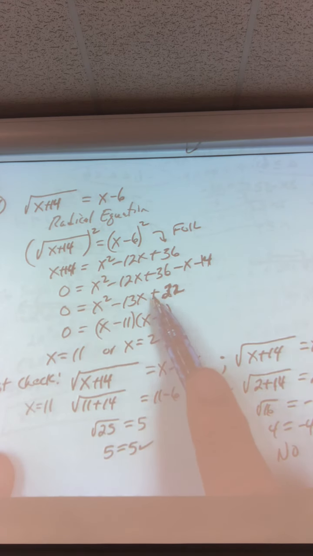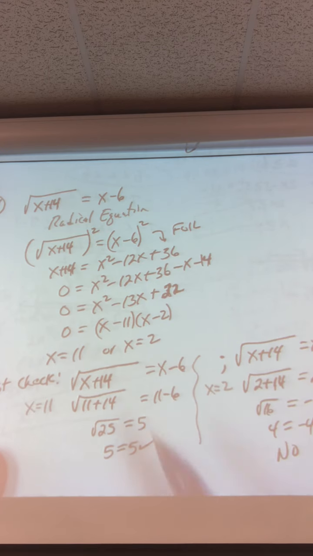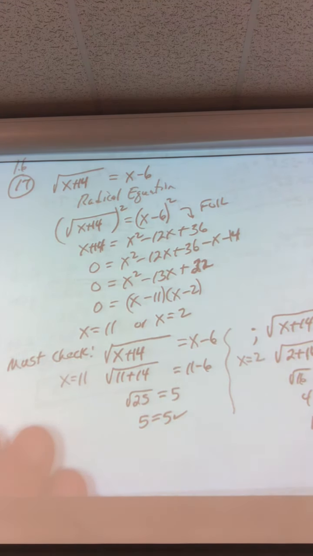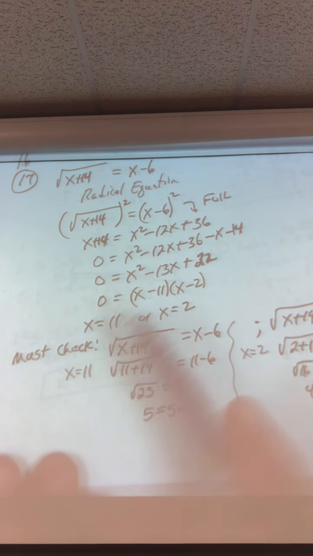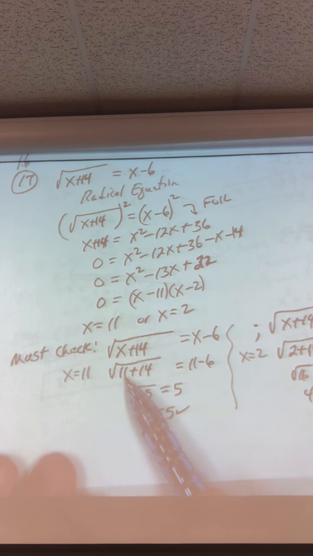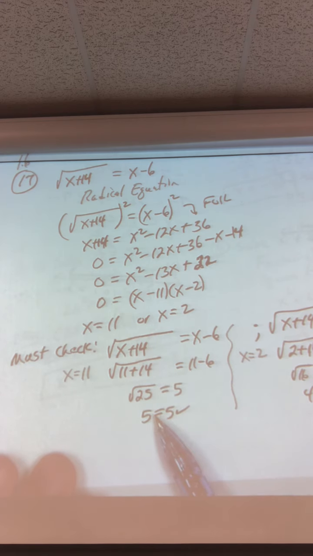X and x. Signs are the same, both negative. Two numbers, if you multiply, you get 22. But if you add, you get 13. It's 11 and 2. Take and set both of these equal to 0 to get 11 and 2. But remember, on radical equations, you must check your answer. So, take 11, write the original problem back down, and put 11 in for x, here and over here, and then see if it's true.